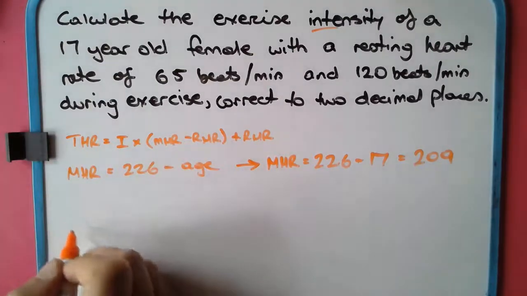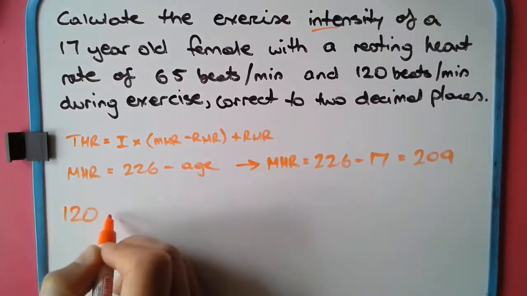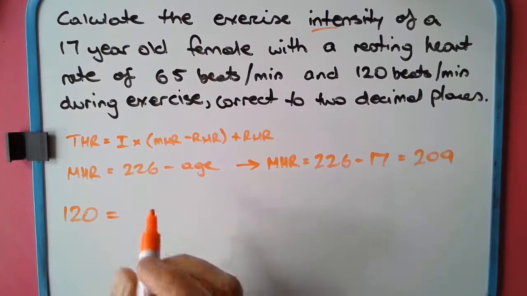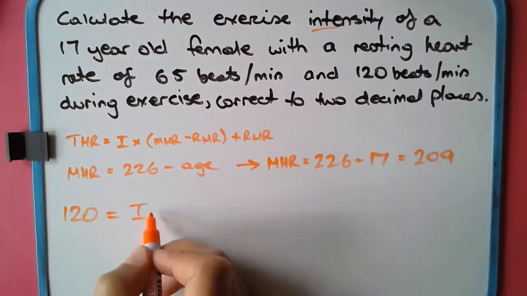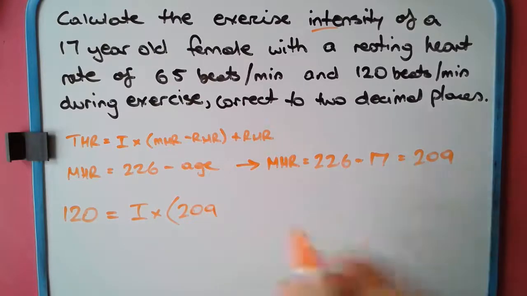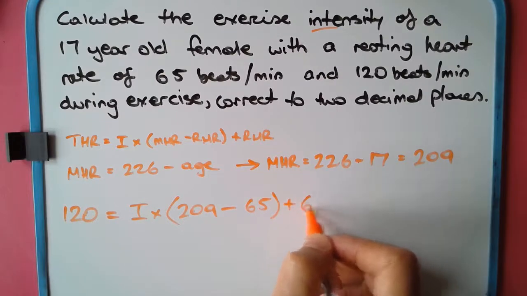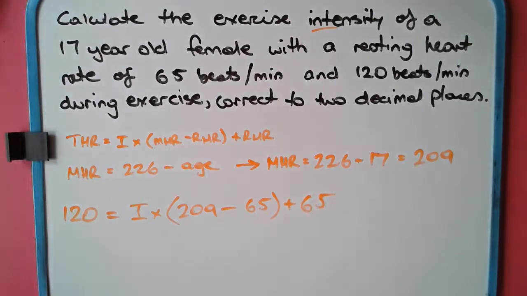So target heart rate, we know, is 120 beats per minute, which is equal to the intensity I times MHR, which we've worked out already, so that's 209 minus her resting heart rate 65, plus her resting heart rate, which is 65. Now, let's solve this equation for I. The first thing we're going to do is move this plus 65 over. We're going to subtract 65 from both sides.